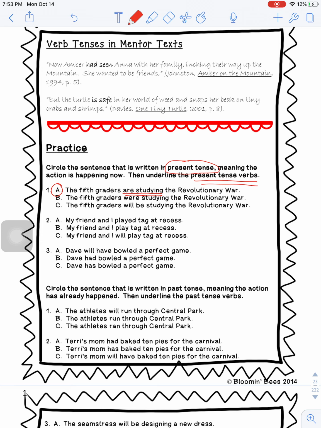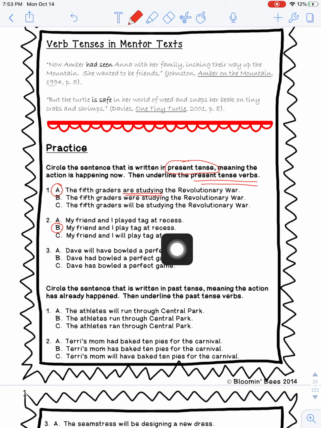All right, next. My friend and I played tag at recess. My friend and I play tag at recess. My friend and I will play tag at recess. I'll give you a minute to look at that one or think about it. Hopefully you said B.